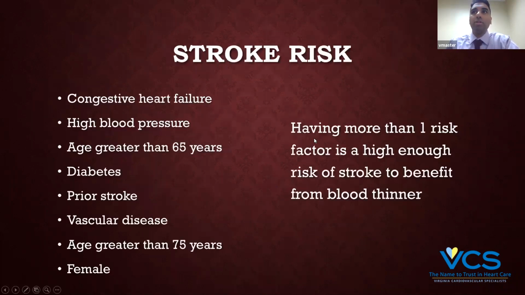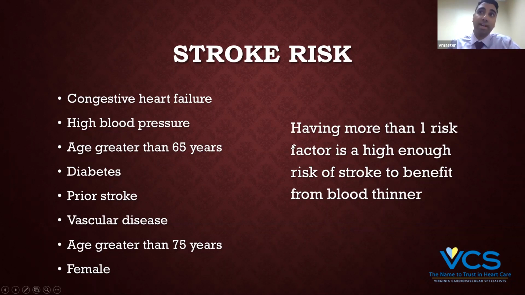When you have atrial fibrillation, there is an increased risk of stroke. The treatment for that is blood thinners. What we want to do initially is risk stratify. Not everyone needs to be put on blood thinners straight away, so we look at different factors that contribute to the increased risk of stroke, and you essentially get a point for each one.